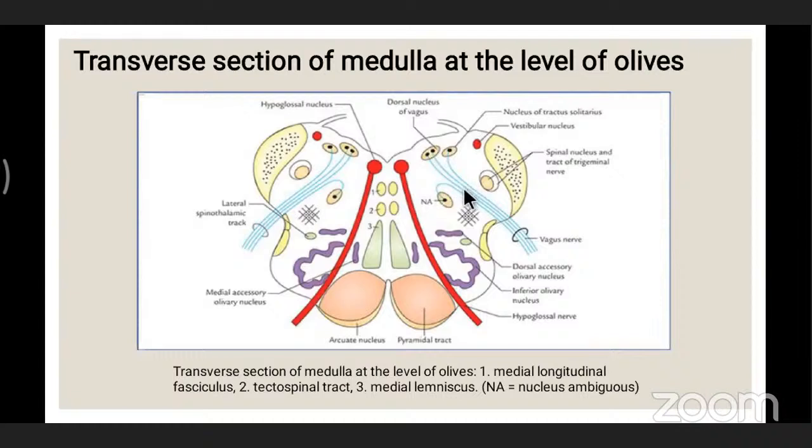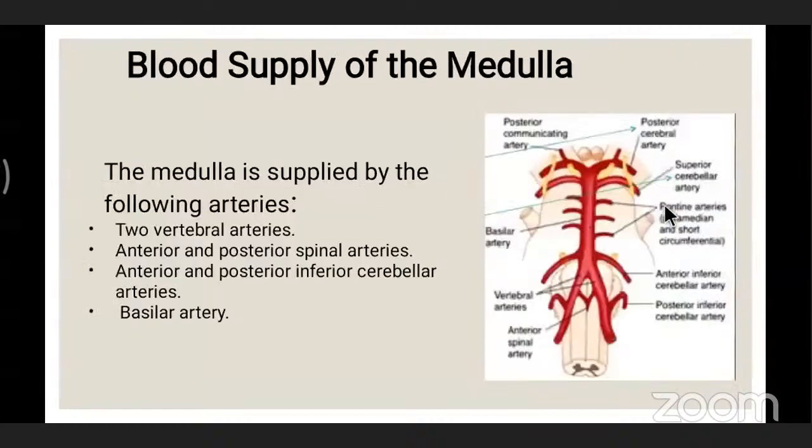The vagus nerve, which is the 10th cranial nerve, receives fibers from the dorsal nucleus of vagus, which forms the main bulk of this nerve. It also receives fibers from the nucleus of tractus solitarius and nucleus ambiguus. All these fibers join to form the vagus nerve. So now we'll move to the next part.